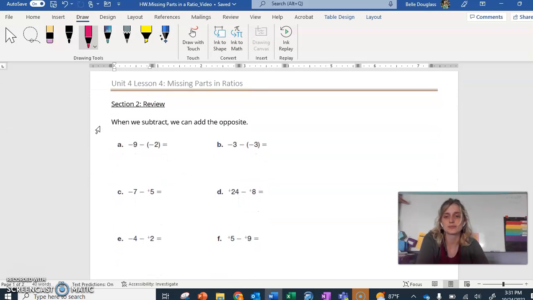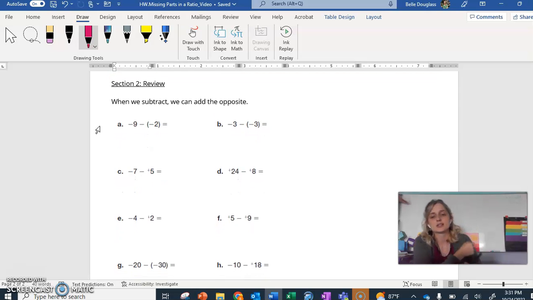Then on the back, we're reviewing. So this is some subtraction like what we did in class today. Remember that when you have a negative and a negative right here, taking away a negative is a good thing. So this is going to end up being -9 plus 2.